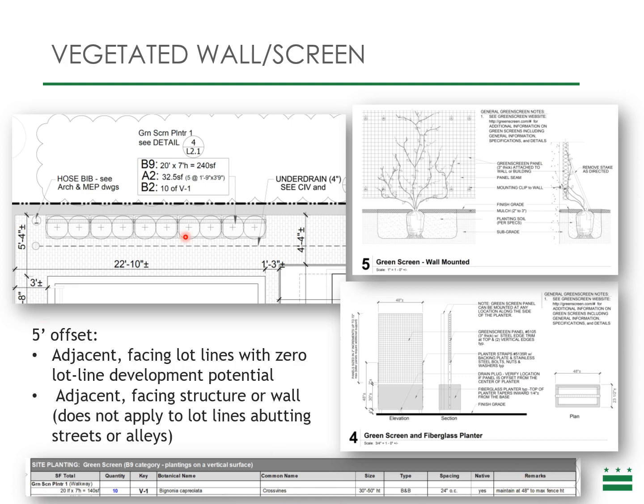Now for vegetated walls and screens, there are some offsets. There's a 5-foot offset if there is an adjacent facing lot line with zero lot line development potential, or if there is an adjacent facing structure or wall. So in both of these situations, a 5-foot offset is required. And this does not apply to lot lines abutting streets or alleys.